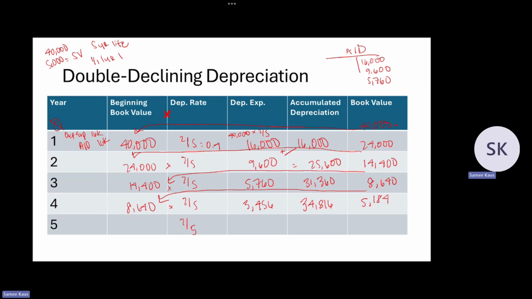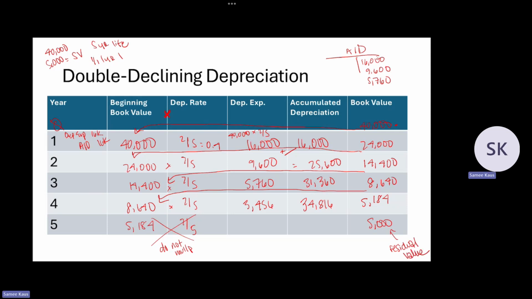So what do you want to do? Well, probably what you want to do is pull this over and multiply it here. But you have to be careful. Do not multiply that. Why? Because I am limited in my depreciation by the amount of residual value that I have. I can only depreciate this to 5,000 bucks. That's my residual value.